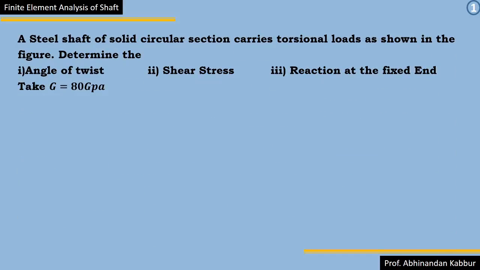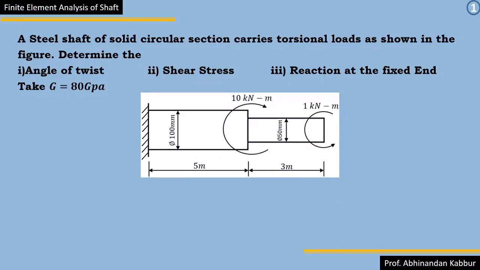Now this is the statement of the problem. A steel shaft of solid circular section carries a torsional load as shown in the figure. Determine the angle of twist, shear stress and reaction at the fixed end. For that, he has given the modulus of rigidity, that is the G value, 80 gigapascal.